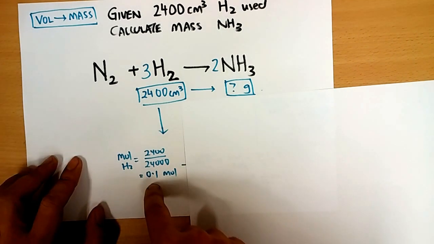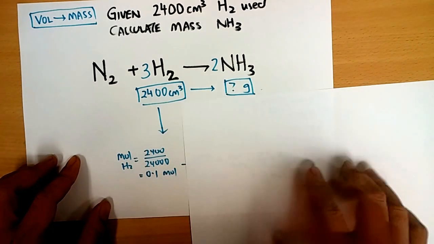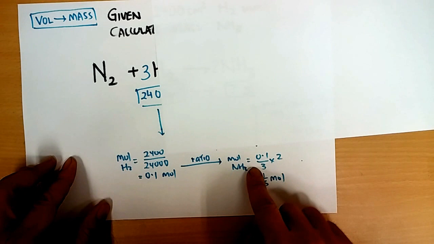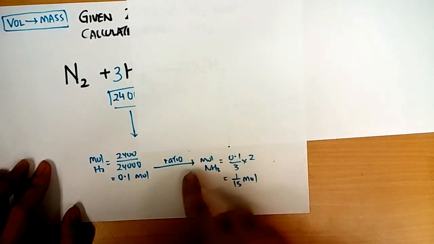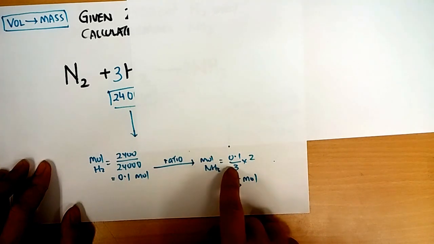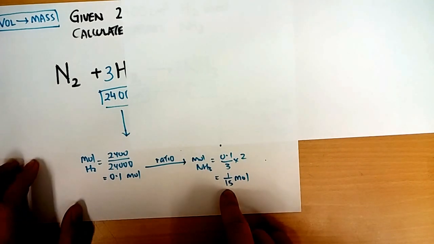So since I know this is 0.1 mole, what can I do with it? I will use the ratio 3:2. So 0.1 divided by 3 times 2. So the ratio is 3:2, so 3:2 times 2. So you get 1/15 mole.